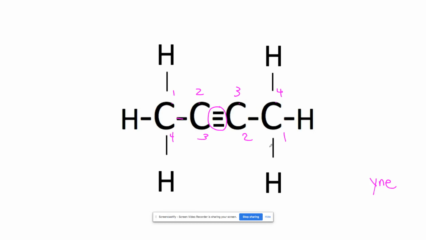But before we get into the number, let's figure out the name. 1, 2, 3, 4 means but, butyne. Finally, if you read it left to right, the triple bond comes after the 2. If you read it right to left, oh look, it's also after the 2. So because it's in the middle, it doesn't really matter. Both ways, it is 2-butyne. So the 2 tells you the location of the unique structure, but tells you how many carbons, yne tells you the types of bond. Okay?